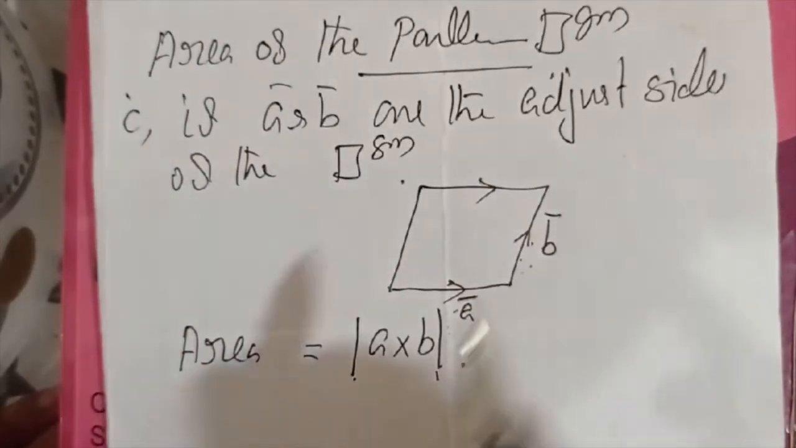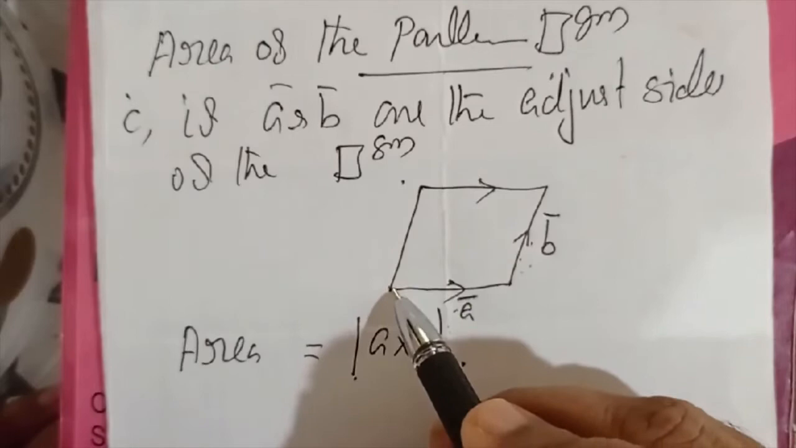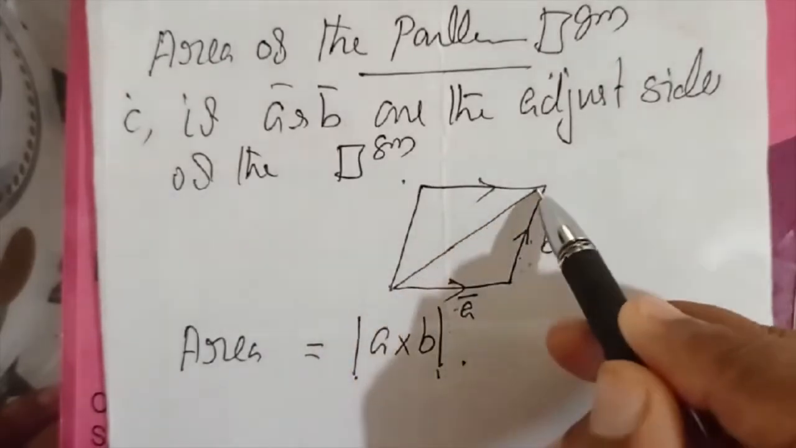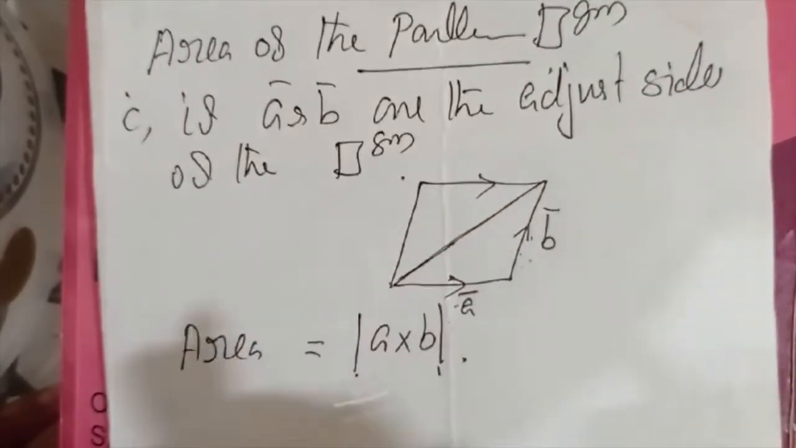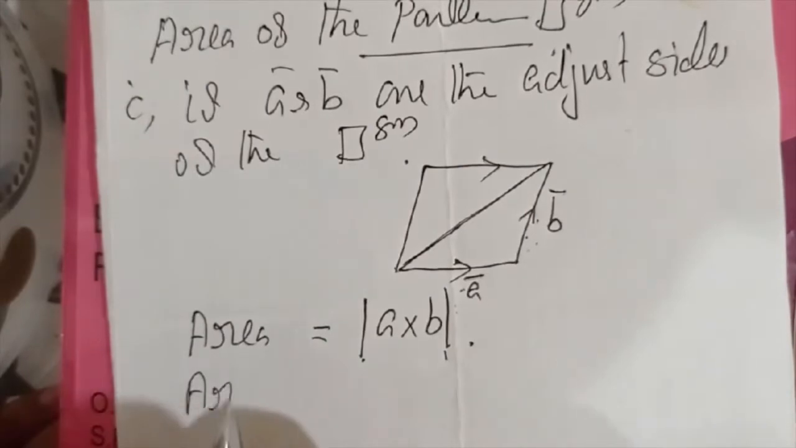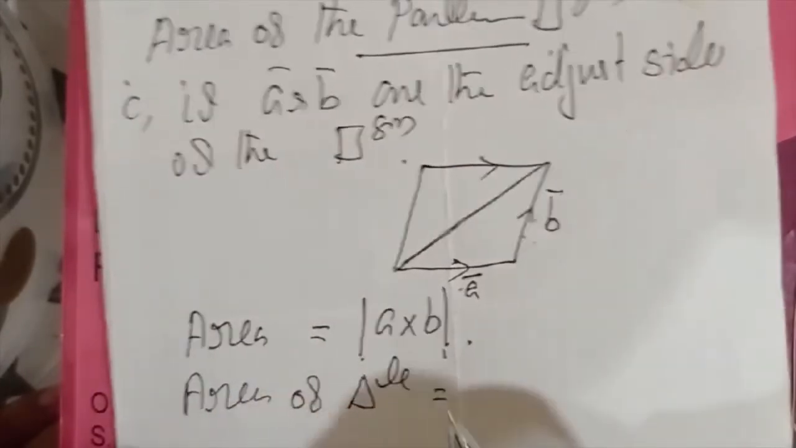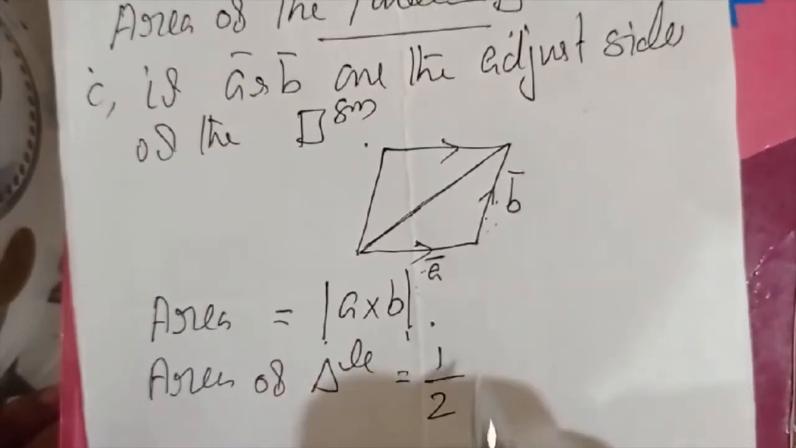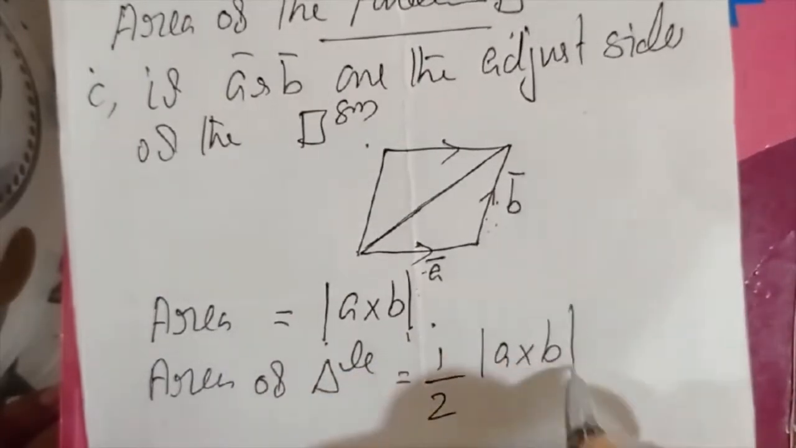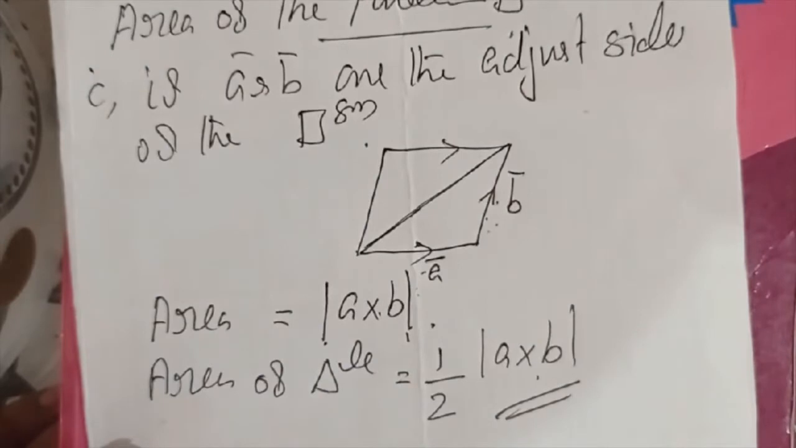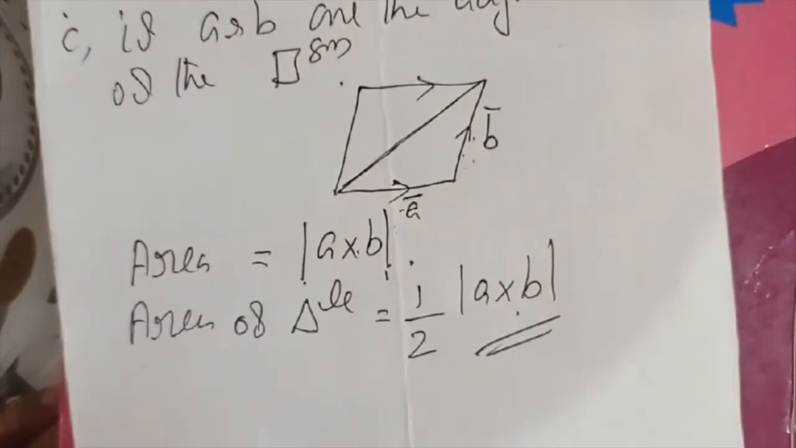From this result, we can divide this parallelogram into two triangles, isn't it? Therefore, can you say what is the area of a triangle? If A and B are the sides, the area is half mod A cross B. Take the half of the answer.